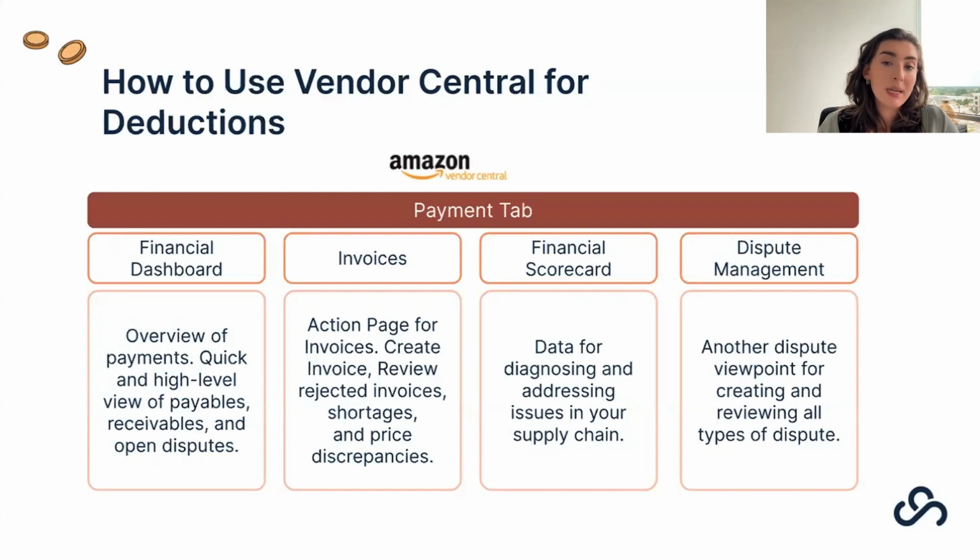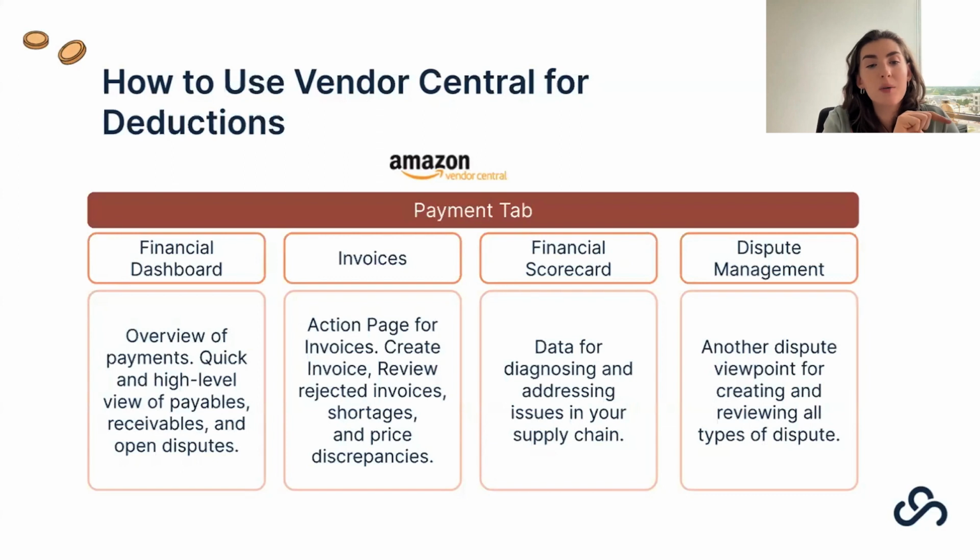Then the second tab is invoices, and this is an action page for invoices. You can create new invoices, review rejected invoices, shortages, price discrepancies, etc. One call out I'll make here is sometimes the options will look different on the invoice tab, and that's based on the type of deductions you have.